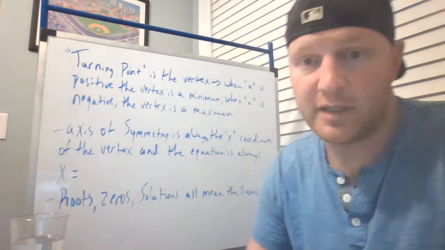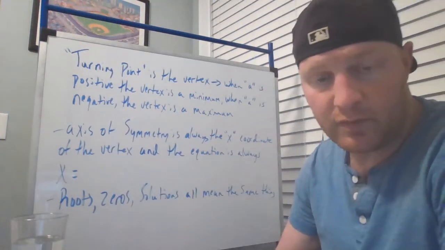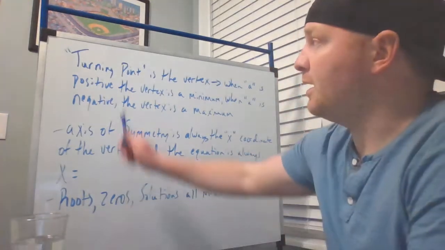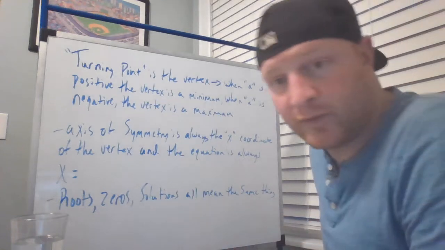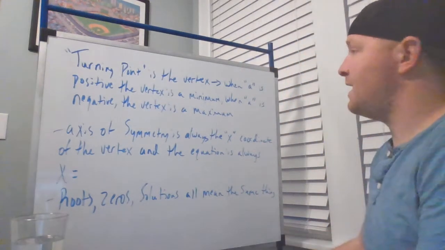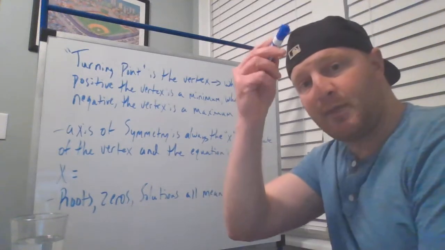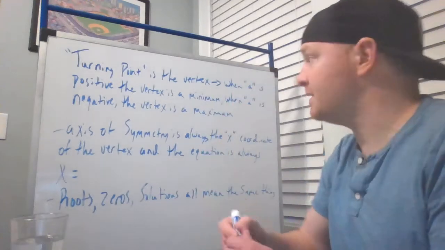So first things first, you're going to see some language in today's work, and also in next week when we're starting the book. Turning point is the vertex, and we've spent plenty of time going over what the vertex is. When the a is positive, the vertex is a minimum. Remember, that means that the parabola opens up like that.